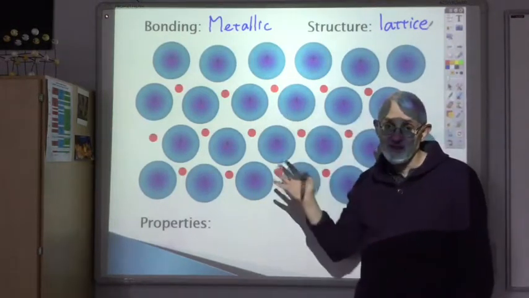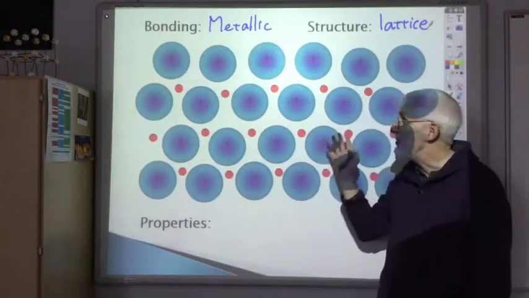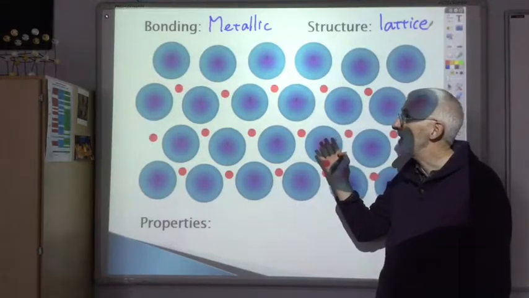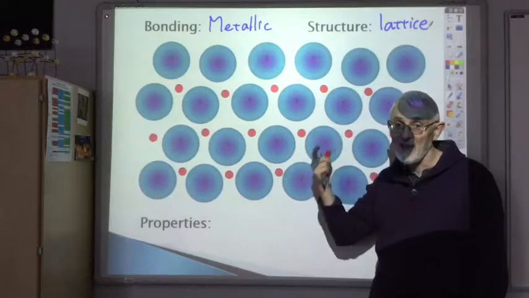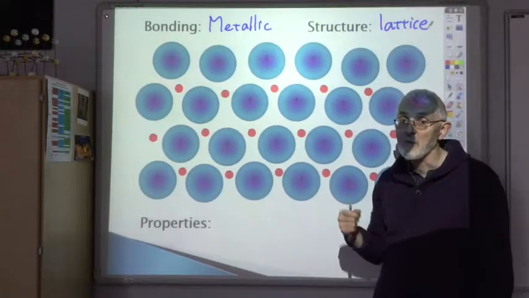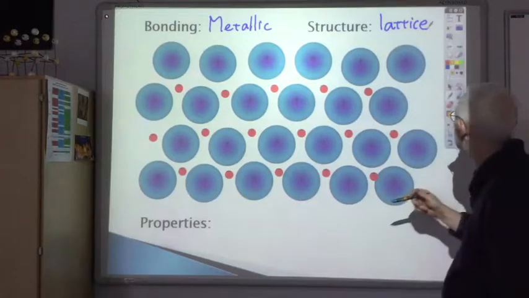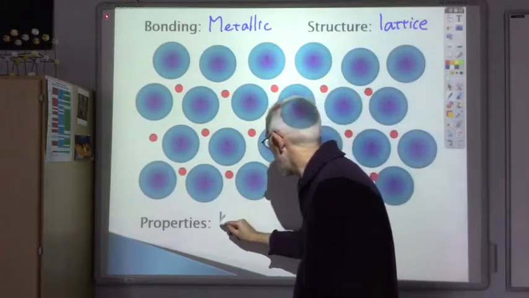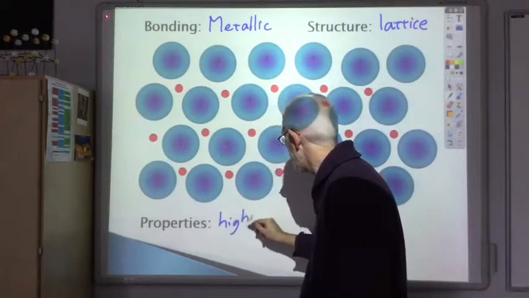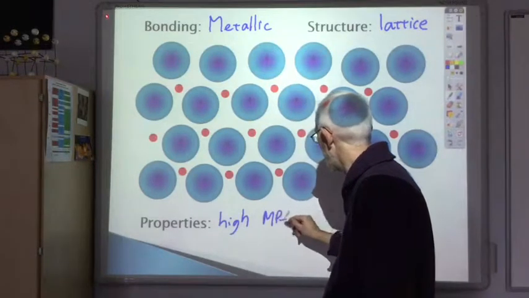Metallic bonding is very strong, so in order to melt or boil a metal, you have to break the metallic bond, and because it's strong, metals tend to have high melting points and boiling points.